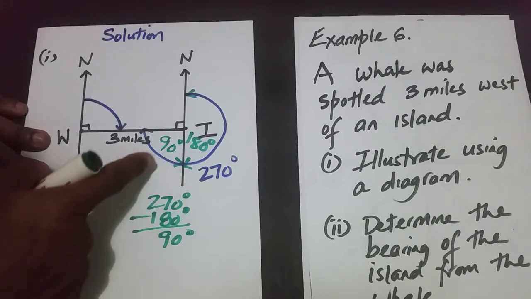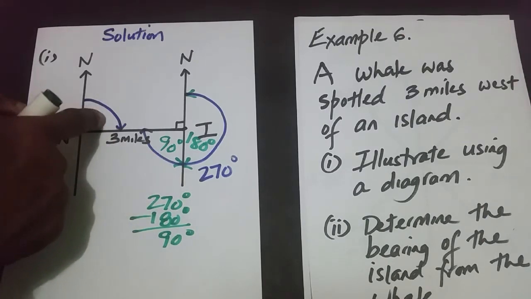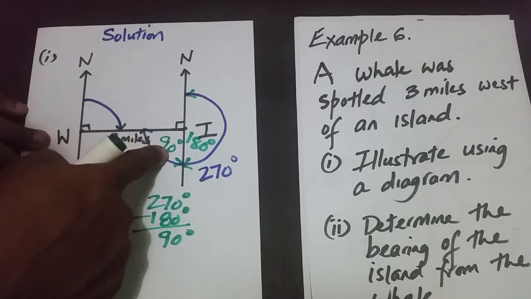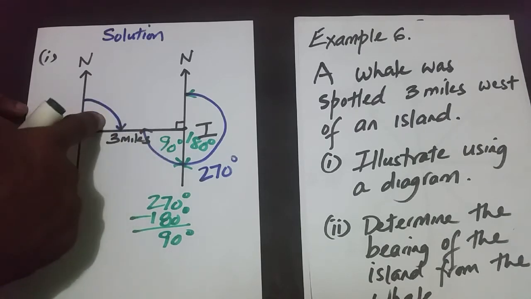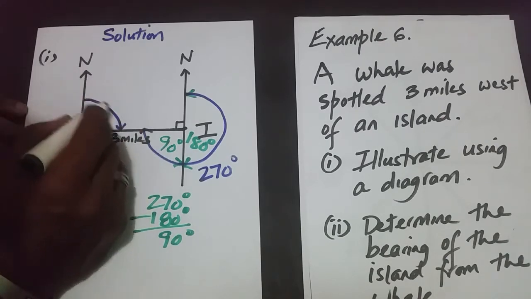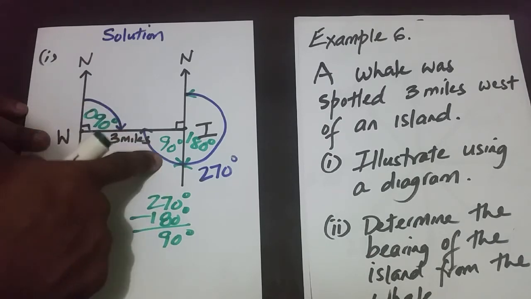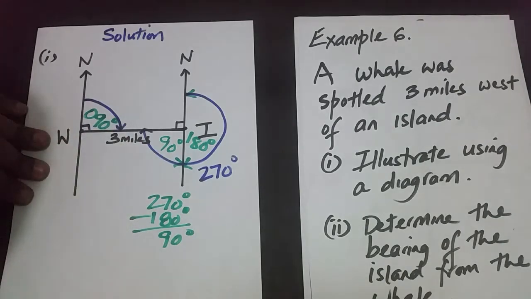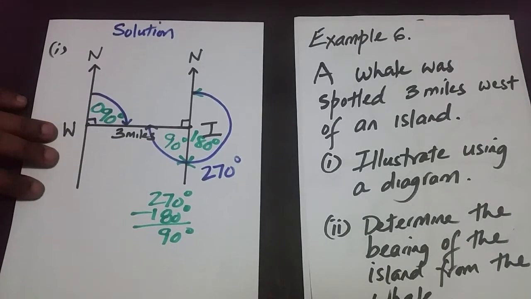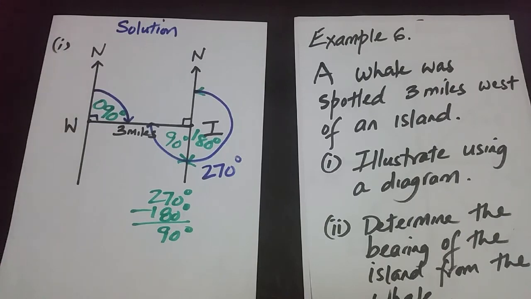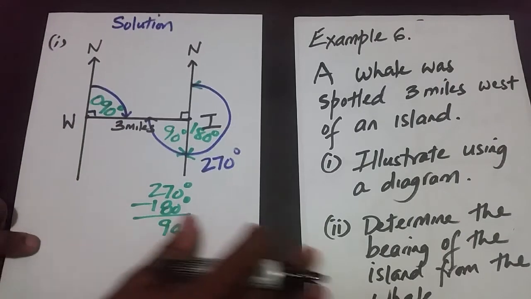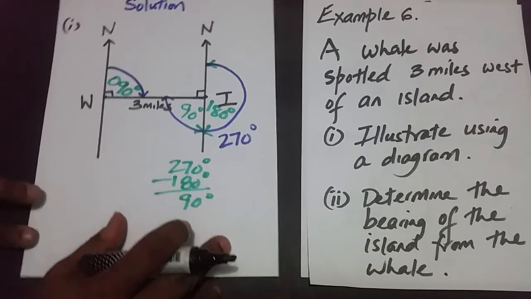So we know that. But be careful. When you are indicating a bearing here, we know that the angle that is here is the same as here. But because it's the bearing now, and bearing must be given in 3 figures, you have to write 090 degrees, all right? Which is different from 90 degrees here, all right? So bearing must always be given using 3 figures, and that would be the answer to part 2 of the question that says determine the bearing of the island from the whale.